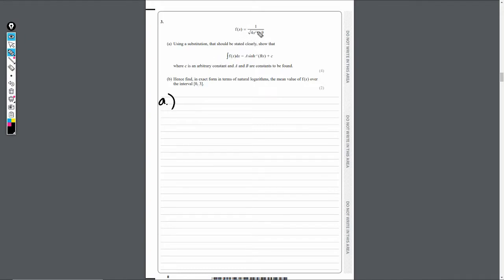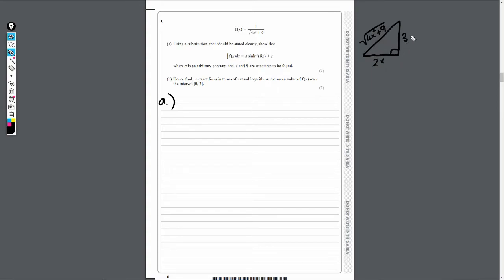So we've got f of x is 1 over the square root of 4x squared plus 9. And we have to use a substitution here that should be stated clearly to give the integral of f of x dx being equal to a hyperbolic sine inverse bx plus c. So to get my substitution, I'm going to use a right angle triangle. My largest length here is going to be the square root of 4x squared plus 9. Okay, well what that must mean is that one of the sides must have been the square root of 4x squared, so 2x, and one of them must have been the square root of 9, so 3.